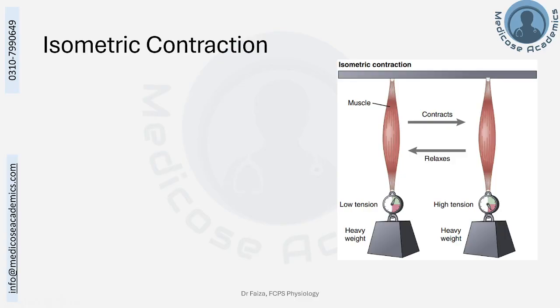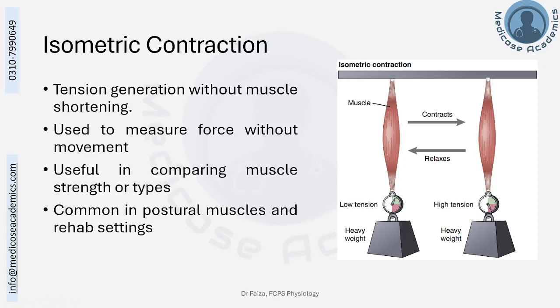Then there is isometric contraction. In this, the muscle length is constant while the weight can vary. Tension generation without muscle shortening. It is used to measure force without movement. For example, squatting. Useful in comparing muscle strength or types. This is common in postural muscles.